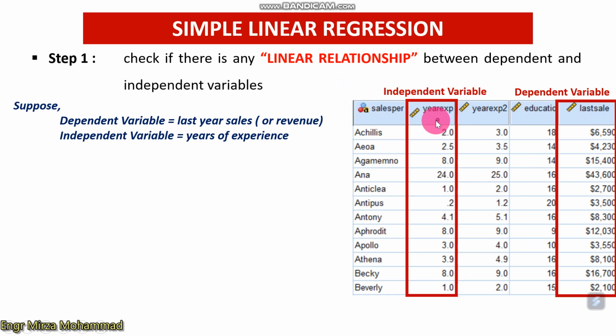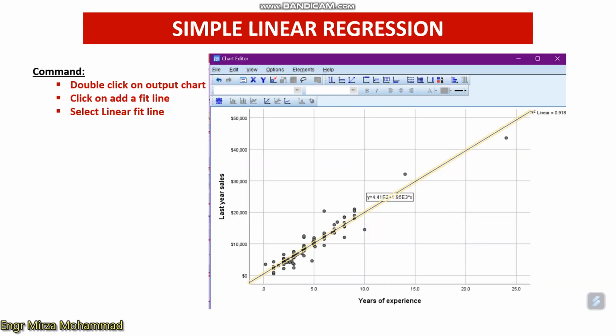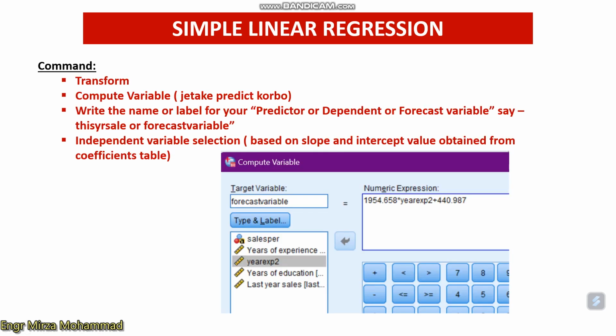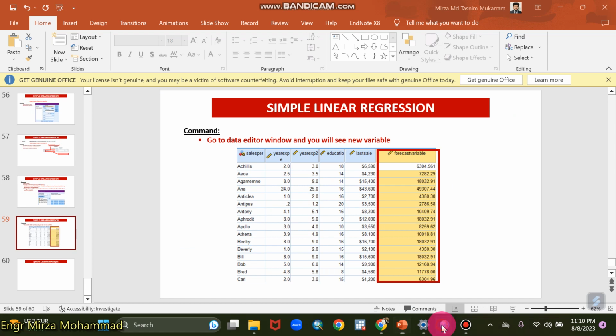Now, the first step is to check whether there is any linear relationship between the independent and dependent variable. If there exists a linear relationship, then we will conduct our simple linear regression analysis. After conducting it, we will get the table of coefficients, from which we will get the y-intercept and the slope. After getting these two values, we will compute our forecast variable. Here we will create an expression for our target variable, which is the forecast variable, and then we will compute the result. So let's have a look at the software now.